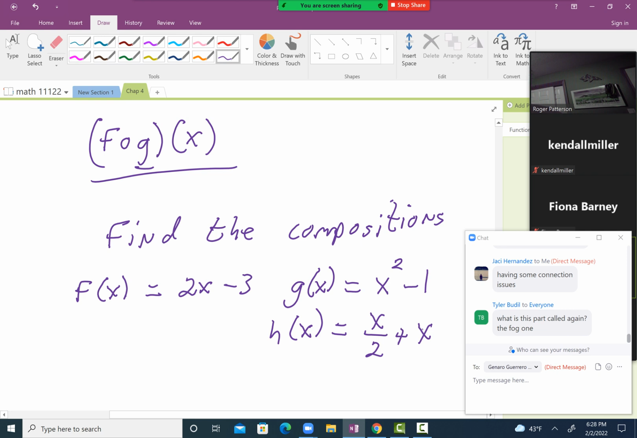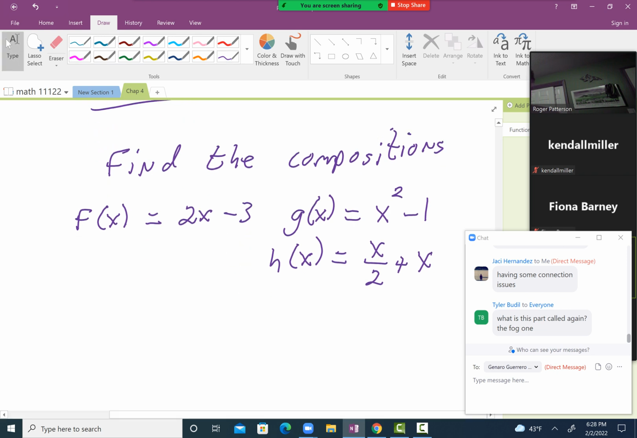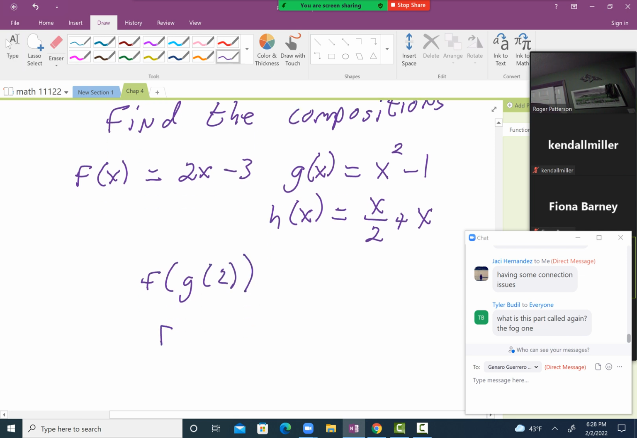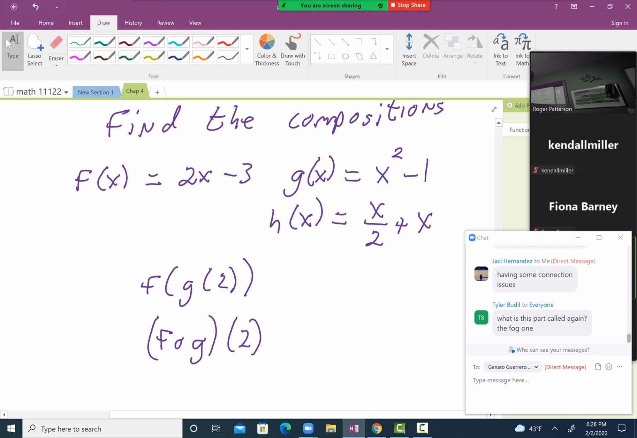What we're going to do then is just some function compositions, and I'm going to write them both ways so you see both ways. Let's do this one first: f of g of 2, which can also be written as (f∘g)(2). What you do with function composition is you start on the inside first. You always start inside and work your way out. So you start with the g function.